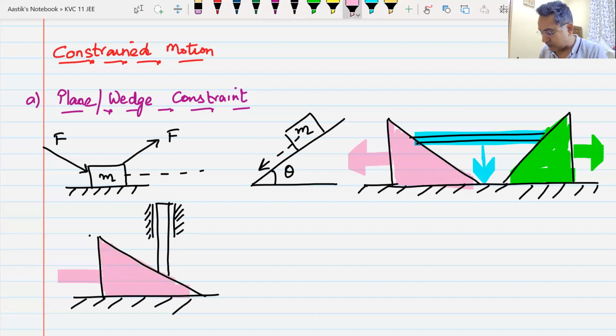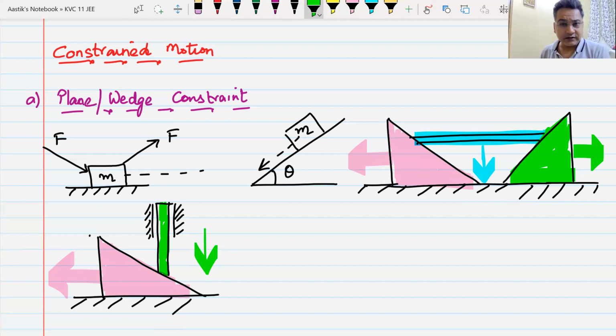Left. It can only go towards the left. What about this green rod? Where can this green rod go? Downward, sir. It can only go downwards. Plane constraint or wedge constraint, because they cannot go anywhere. This green rod is restricted by these rails. This rail is not allowing it to go here and there. It allows it to go in only one direction, vertical, downward. It cannot go anywhere else.